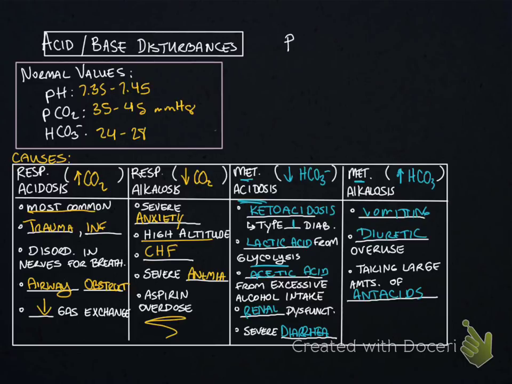Okay, so let's say pH is 7.48. CO2 is 25. And bicarbonate, HCO3, is 20. All right? So what I want you to do is write basically that many blanks. Okay? 2 blanks on top and then 1 blank on the bottom.